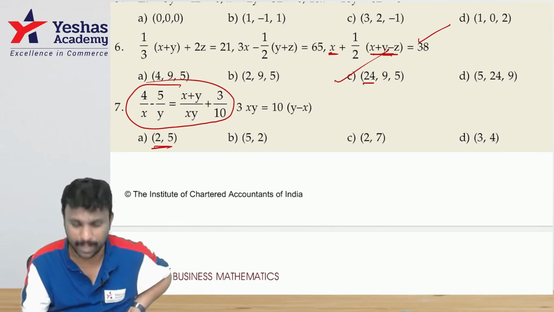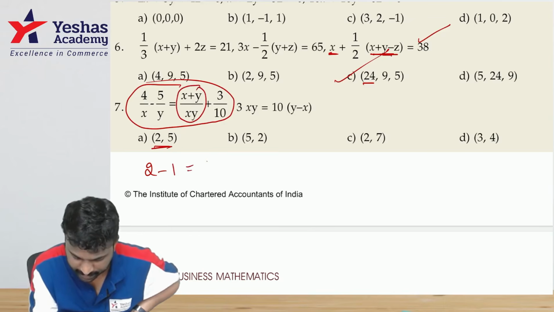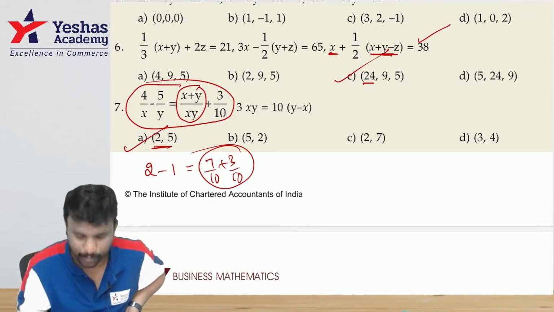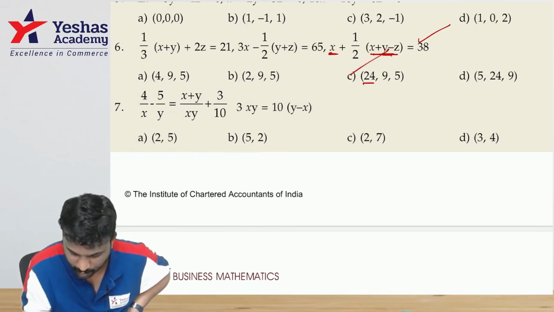Isn't it? Just check. 4 by 2 is 2. 5 by 5 is 1. And 2 plus 5 is 7. 7 by 10 plus 3 by 10, which is 10 by 10, nothing but 1. So, 1 equal to 1. That means option A. But check whether it satisfies the second equation also.